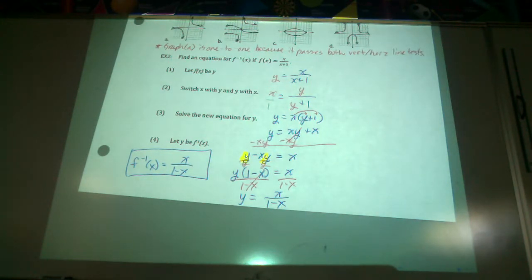Any questions on it? Okay. And all they wanted was the equation. Sometimes they'll call it a rule, find the rule, it's the same thing. All right, so let's flip it. So that's finding the inverse algebraically.